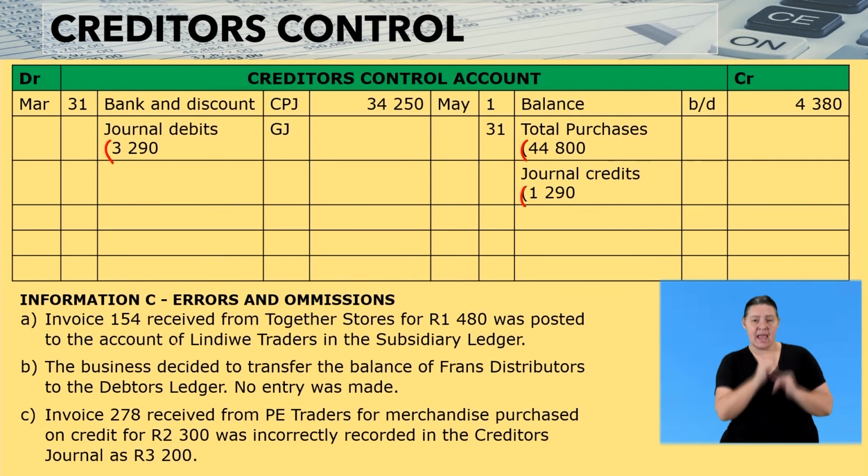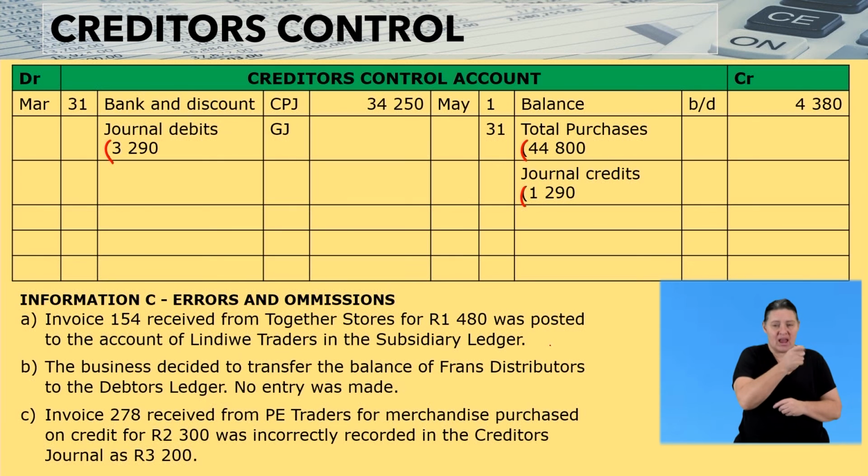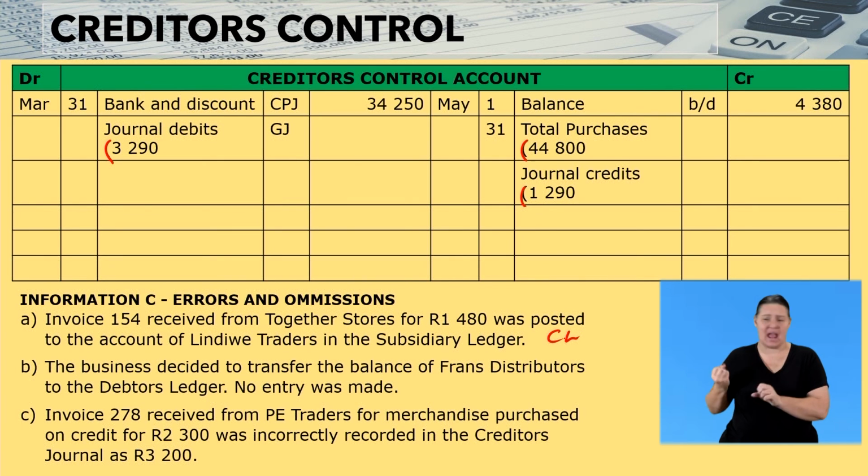A, invoice 154 received from Together Stores for 1,480 was posted to the account of Lindywear Traders in the subsidiary ledger. So this is an error that has occurred in the creditors ledger. Therefore, we'll correct it in the creditors list. It will not affect our creditors control account.